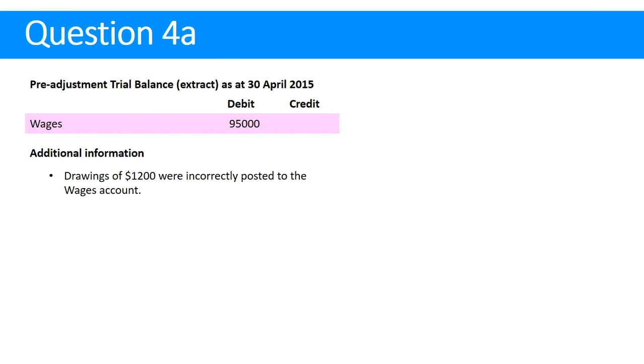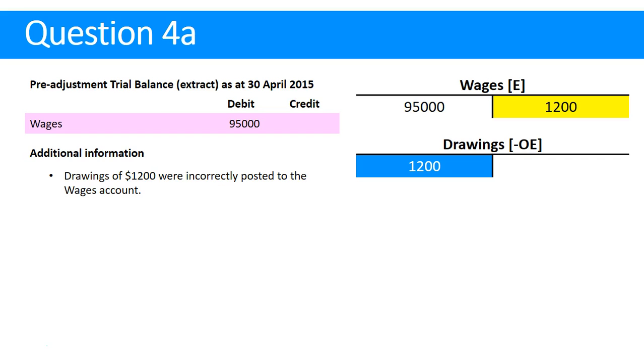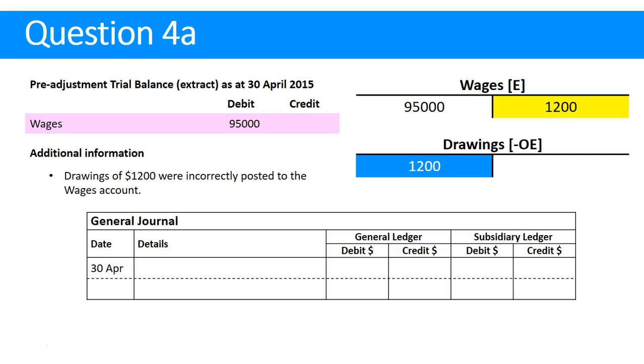So let's take one adjustment at a time. The first one was drawings of $1,200 were incorrectly posted to wages. So at the moment we've got a wages account with $95,000 in it. And what we can see from that information is that that's too high. $1,200 needs to go out of that because it was incorrectly sent there, and where it should have actually gone was to drawings. So our first adjustment in the general journal will be debit drawings, credit to wages.